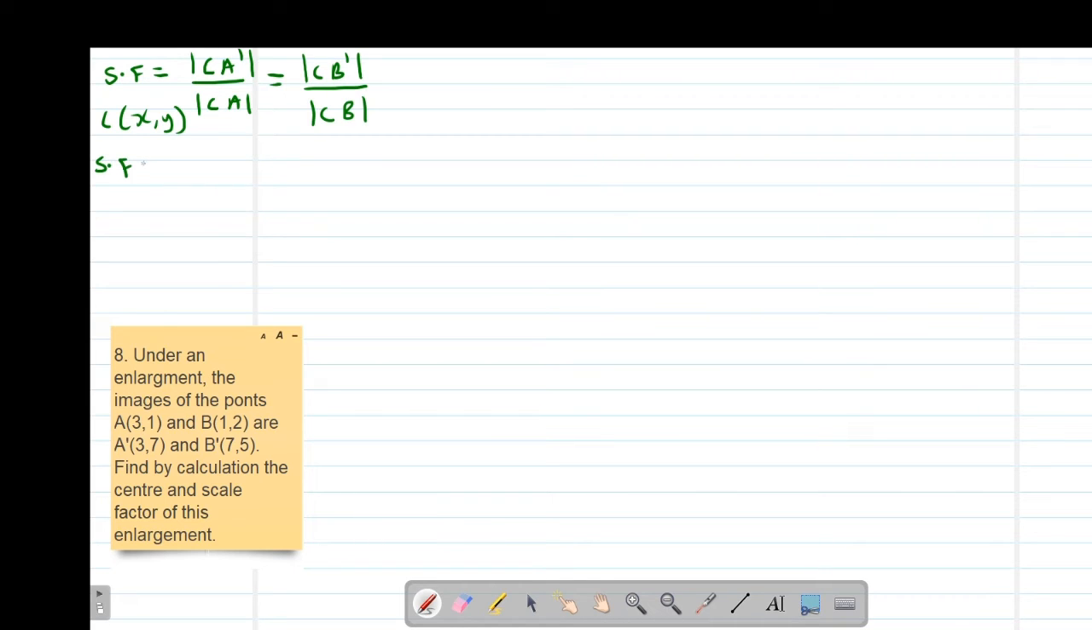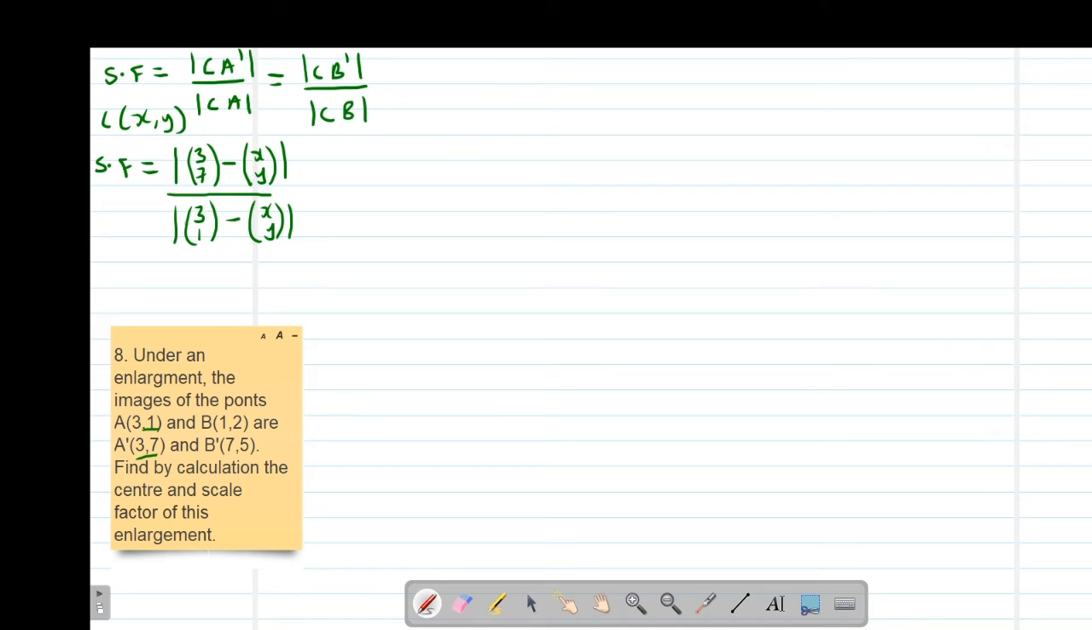So this one means the scale factor will be, if you want to find vector CA prime, you take the coordinates of A prime minus those of C. So we'll check A prime. What are we given as A prime? It is (3, 7). So this will be (3, 7). Then you subtract the center, which is usually (x, y), because we are not given it. Then divided by, I'm going to pick the coordinate for point A. Point A is (3, 1). So this will be (3, 1), then subtracted from the center, which is (x, y).